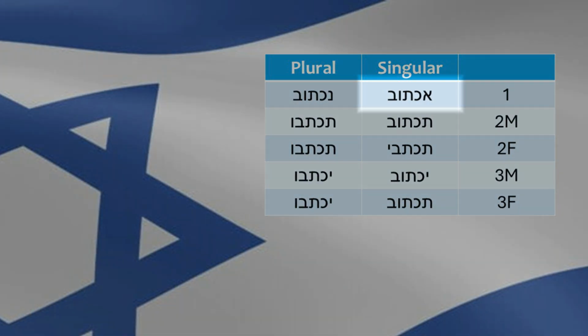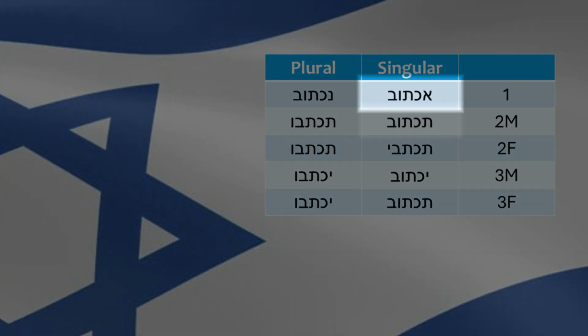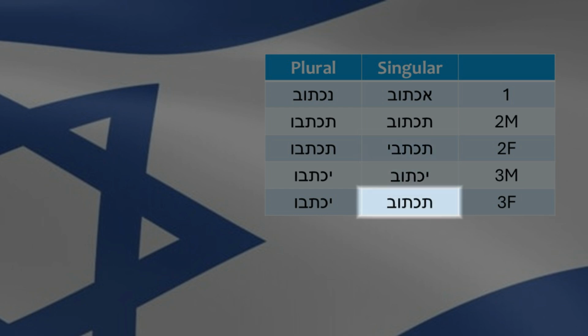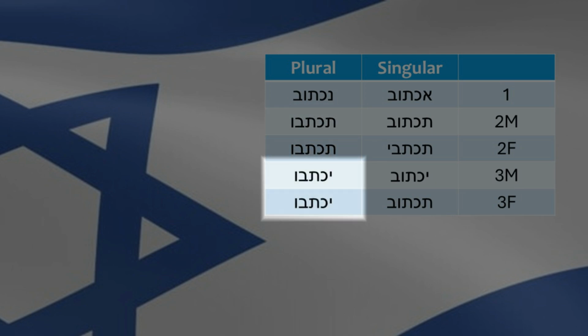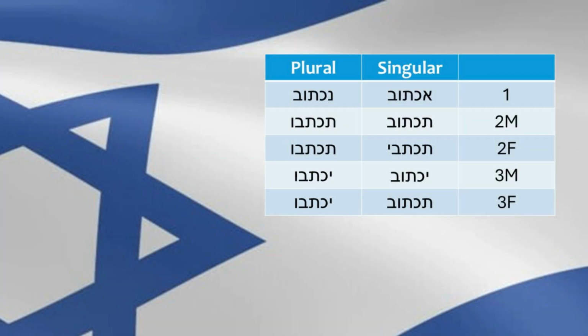So we have ani echtov, ata tichtov, at tichtevi, hu yichtov, hi tichtov, anachnu nichtov, atem and aten tichtevu, hem and hen yichtevu. You hear that in this binyan, we have a vowel reduction whenever there is a suffix.